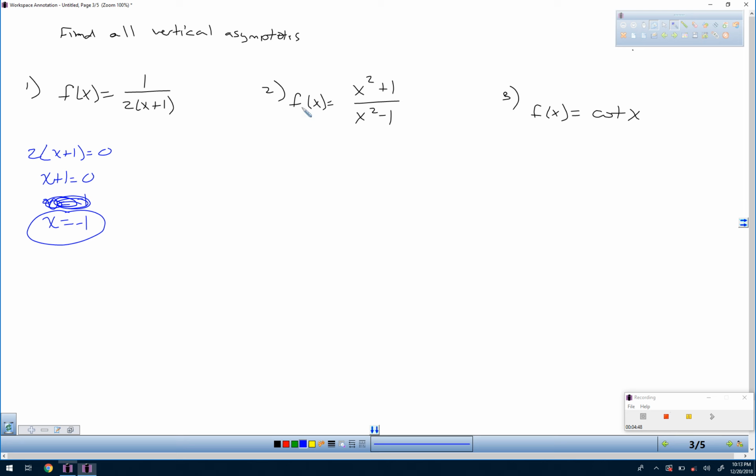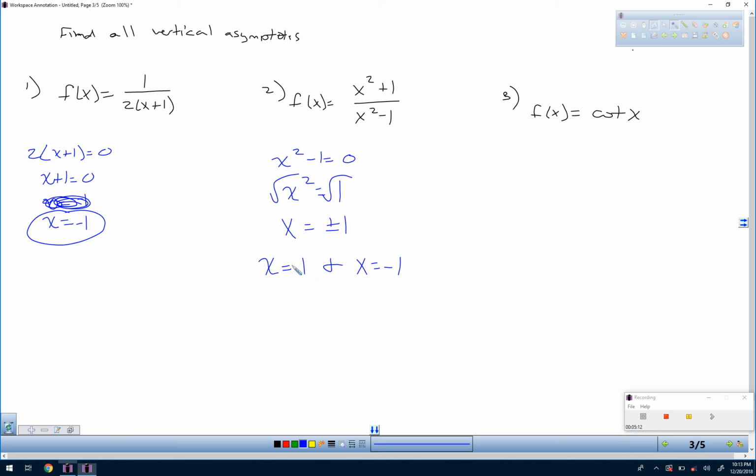For the middle one, again, it's a fraction, so I do need to go ahead and take the denominator, set it equal to 0. Now be very careful when you solve this for x and you take the square root, you will get plus or minus 1. So it's not that you just have x is equal to 1, but you also have x is equal to negative 1 to test out. But you still can't assume that those are my vertical asymptotes without testing them.